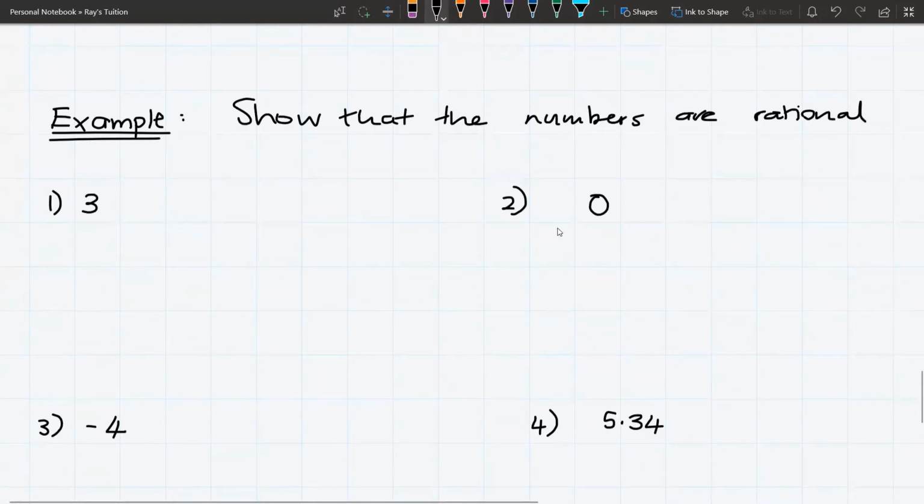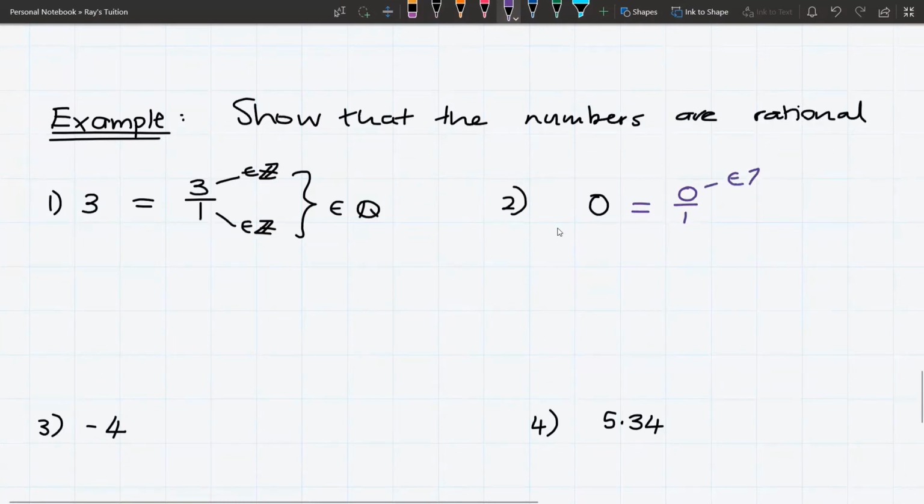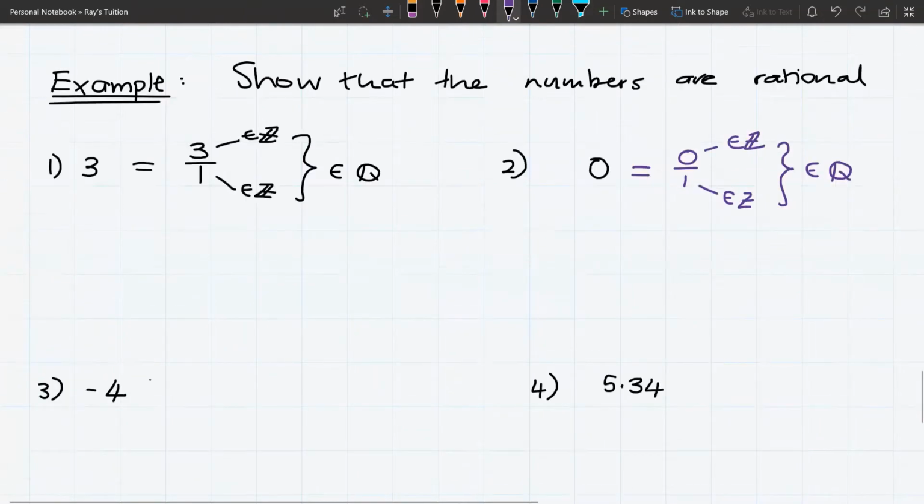Okay, so the first few are quite easy. 3 we can write as 3 over 1, and 3 is an integer and 1 is an integer, so that means that this whole number is a rational number. Okay, so let us have a look at the next one. 0 we can write as 0 over 1, because 0 over 1 is 0, and the 0 is an integer and 1 is an integer, which means that we wrote it as an integer over an integer. So this here is a rational number.